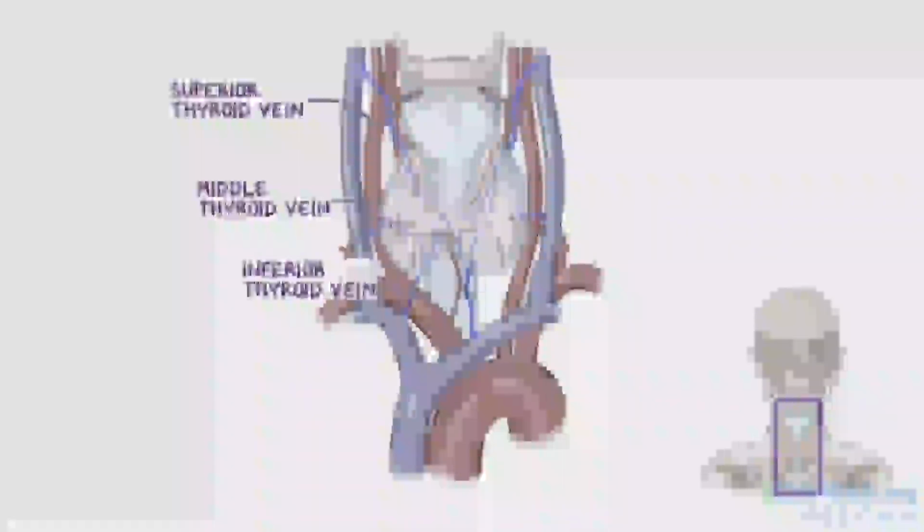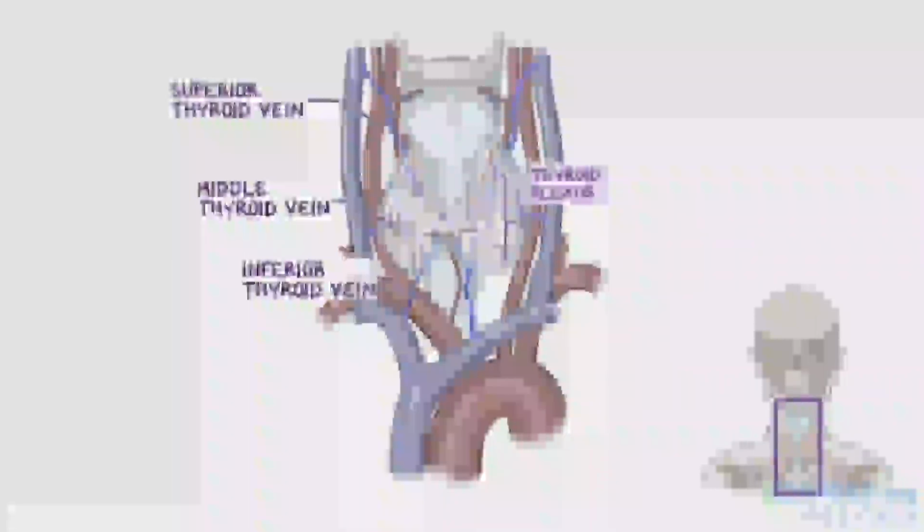So these three pairs of thyroid veins usually form a thyroid plexus of veins on the anterior surface of the gland anterior to the trachea. The superior and middle thyroid veins drain into the internal jugular vein, and the inferior thyroid veins drain into the brachiocephalic veins.